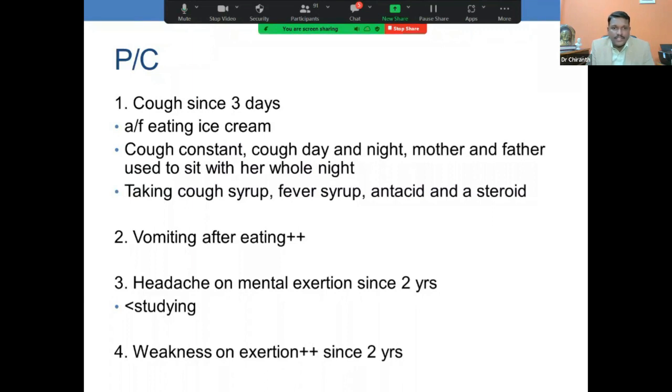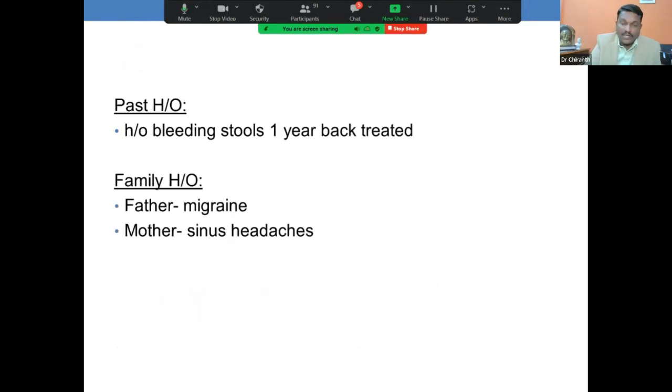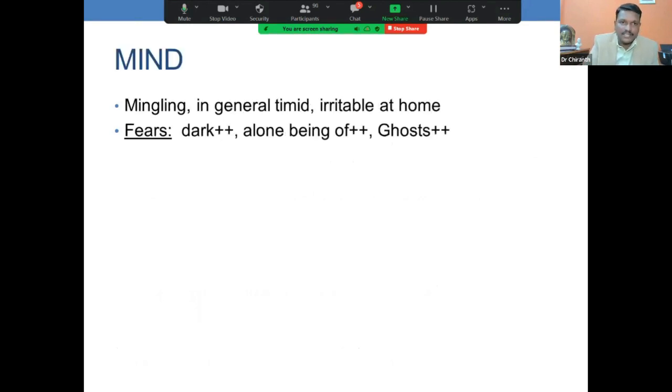And she had vomiting after eating, and headache on mental exertion since 2 years. That was the history given by the mother, and she had weakness on exertion since 2 years. So there was an acute history and a chronic history also, and the mind was dug into, and the mother gave some mind symptoms also. In the history, she had some bleeding stools 1 year back, and it was treated. And the father had migraine, the mother had sinus headaches.